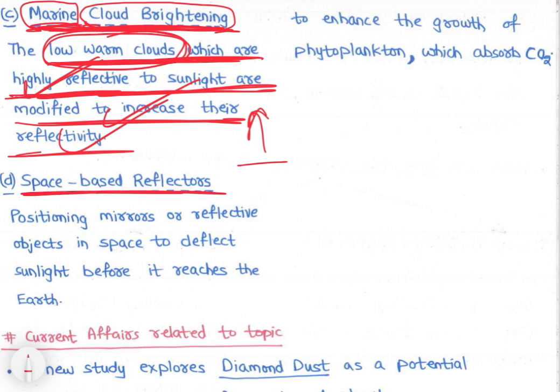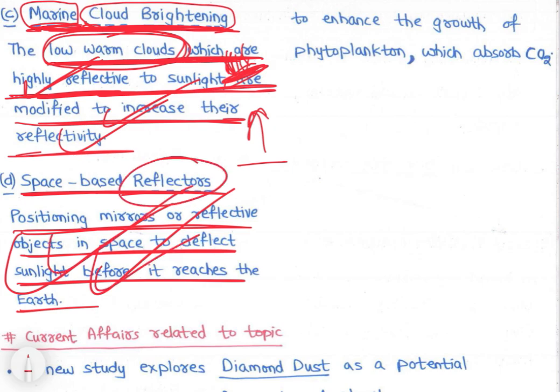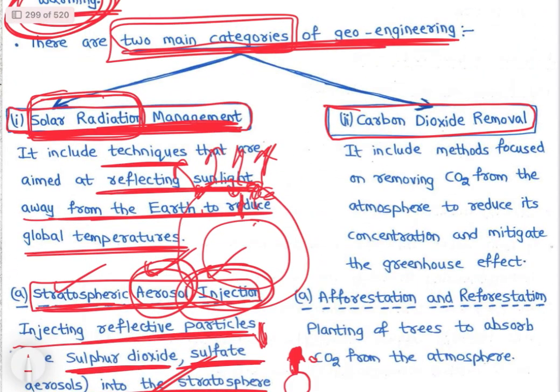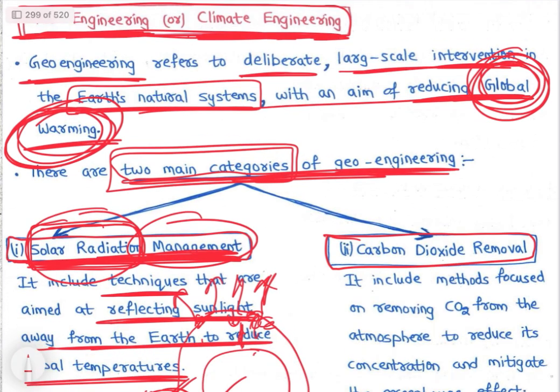Then space based reflections, that is positioning mirrors or reflective objects in space to deflect sunlight before it reaches the earth. Put mirrors in space itself so that sunlight gets reflected. This is a high technology thing. Space based reflectors. So these are all solar radiation management, because we are managing the sun's radiation, so that by doing that we can fight global warming and reduce the temperature of the earth.